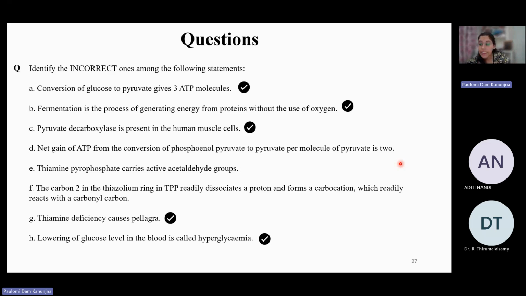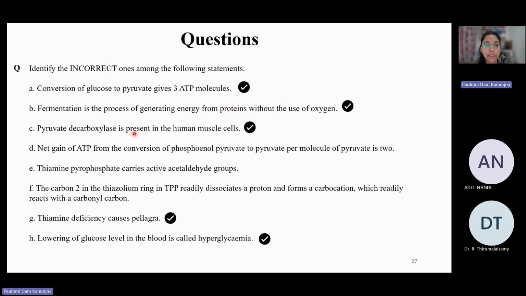Right. So we are looking at the incorrect statements. So the first one is incorrect. Conversion of glucose to pyruvate gives 3 ATP molecules. Our equation showed that it's not 3 ATP, it's 2 ATP molecules that's generated. Right. Fermentation is a process of generating energy from proteins without the use of oxygen. No, you are using pyruvate, not protein.